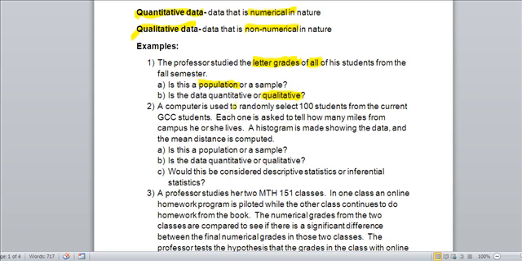All right, so the key words for this, randomly select 100 students, tell us it's a sample. The question is how many miles he or she lives from campus, and we're using a histogram. How many miles would be quantitative, would be a number. Would this be considered descriptive statistics or inferential statistics? This will be descriptive statistics at this point in time.